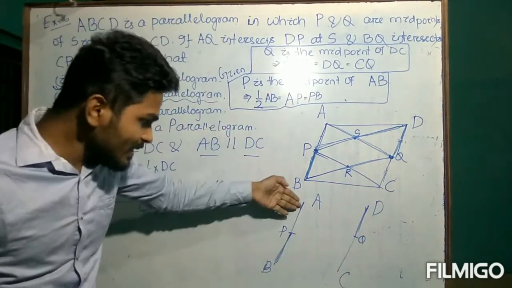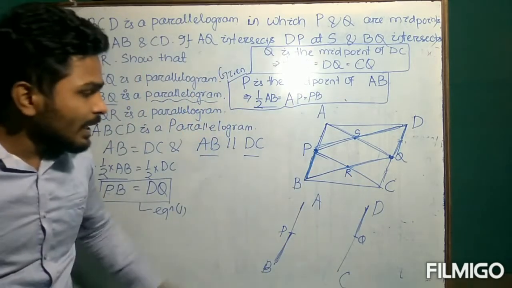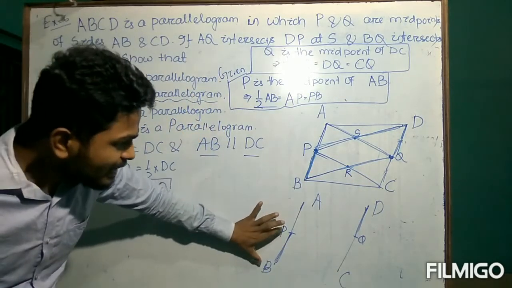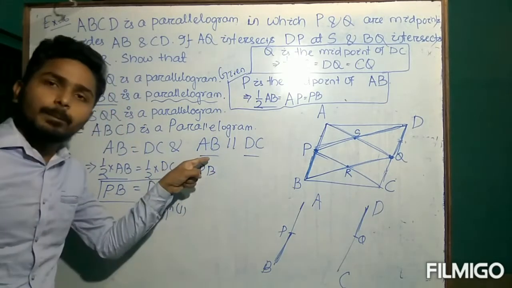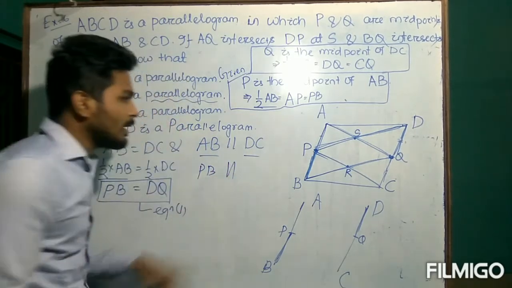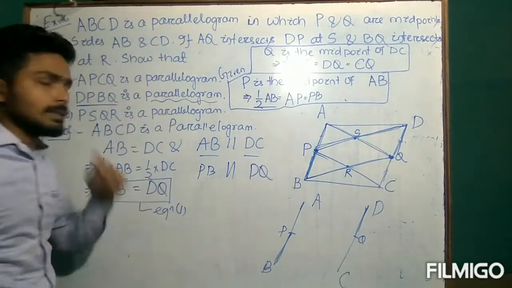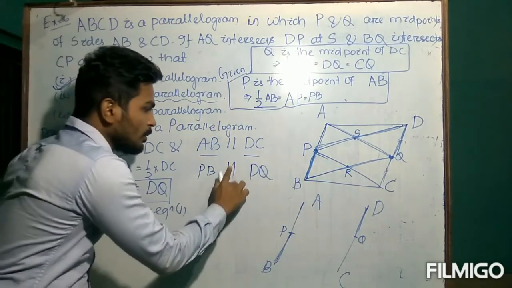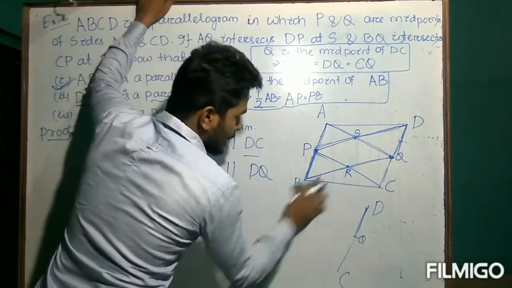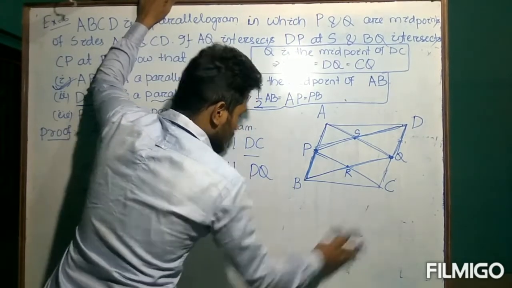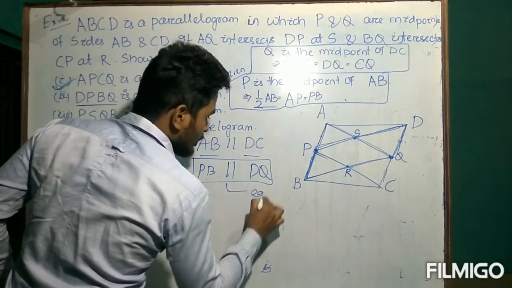Yes. Already it is given AB is parallel to DC, this line is parallel to this line. Then we can write that this part, PB, because PB is a part of AB, is also parallel to DQ, because DQ is also a part of DC. So we can write that PB is parallel to DQ. This is our equation number 2.